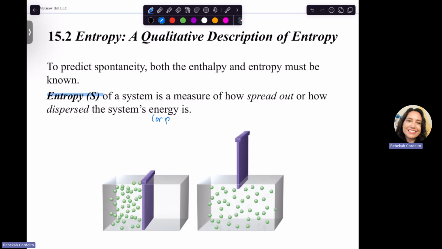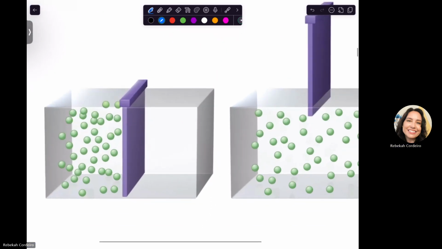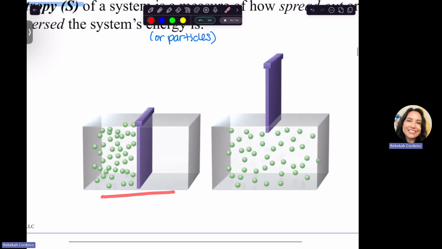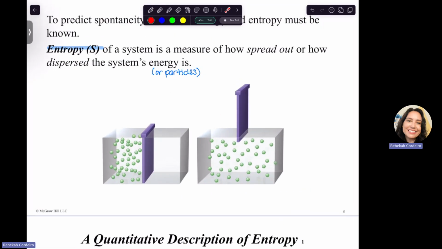We can also think about the particles because for us, we can't really see energy. So it's kind of hard to think about that. But if you think about particles spreading out, then you are kind of spreading out the ability for those particles to hold energy, to spread out the energy. So if we have a box like this, that would be lower entropy, and now we release it, and now there's more ways in which we can arrange the particles.